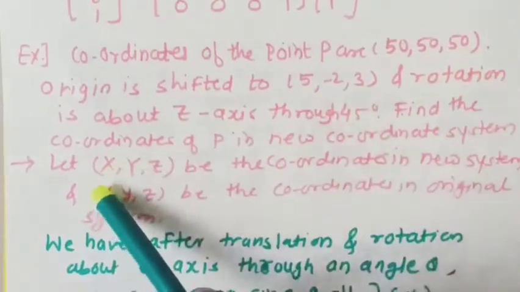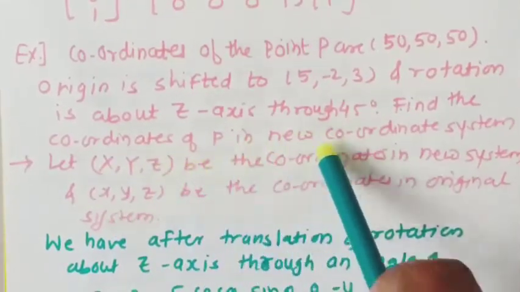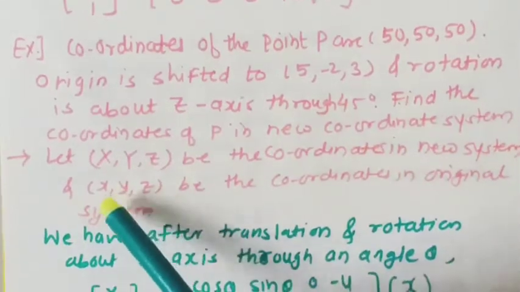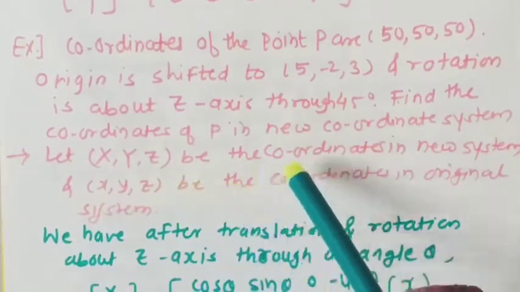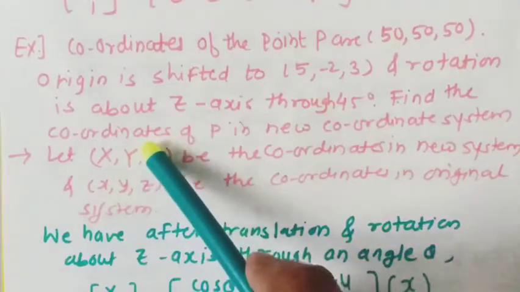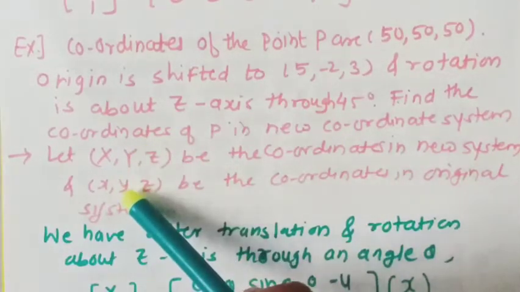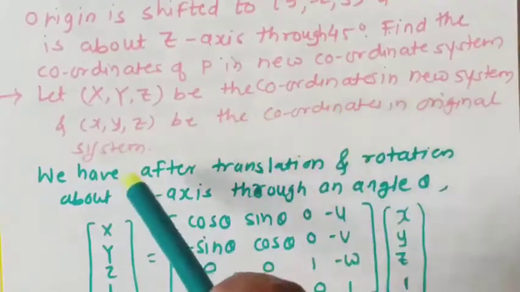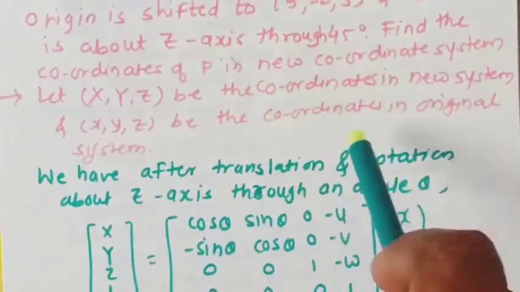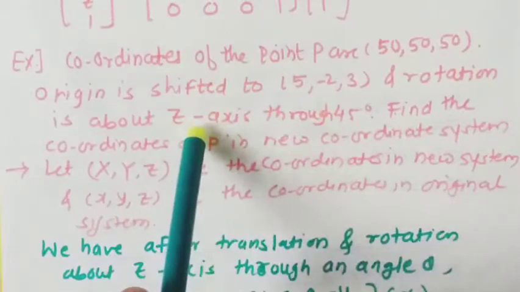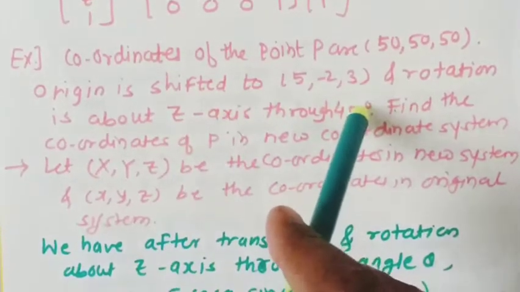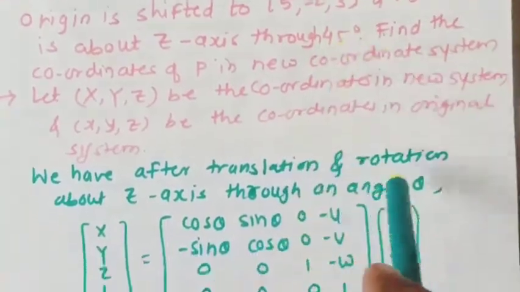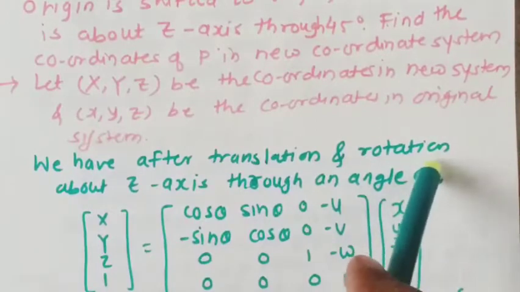Let capital X, capital Y, capital Z be the coordinates in the new system, and small x, small y, small z be the coordinates in the original system. Now this will be the new coordinates and this will be the original coordinates. Now we have, after translation and rotation about the z-axis through an angle theta. Here the rotation is about the z-axis through an angle 45 degree, and in the formulas we have the angle theta.